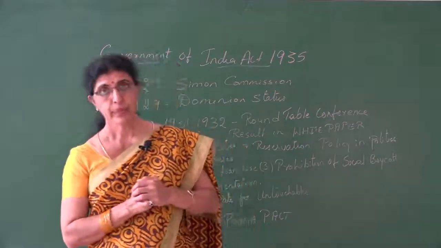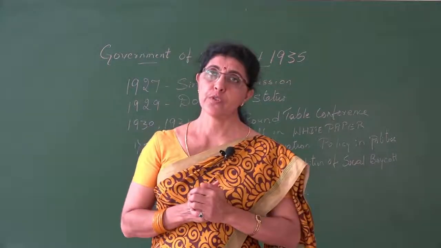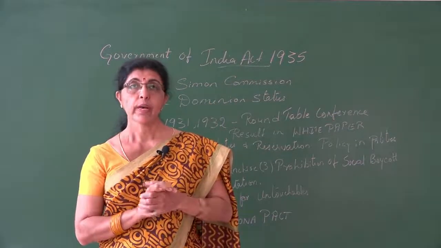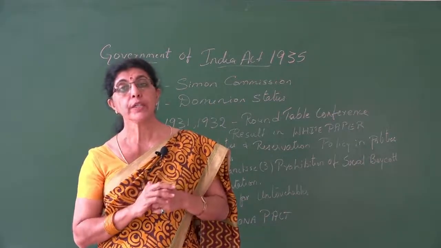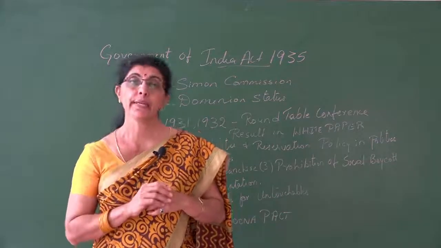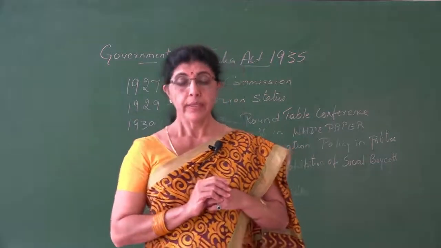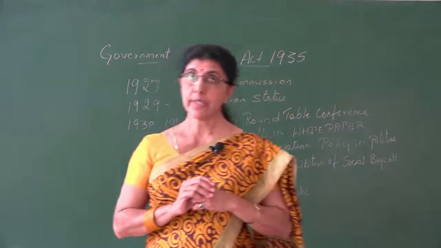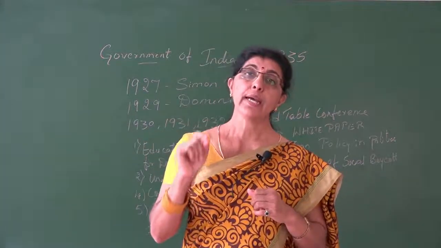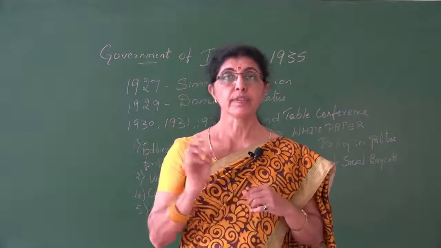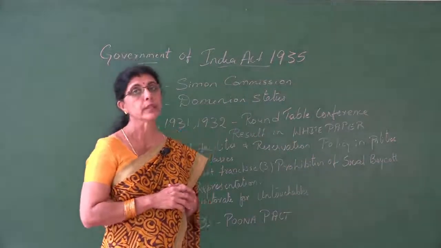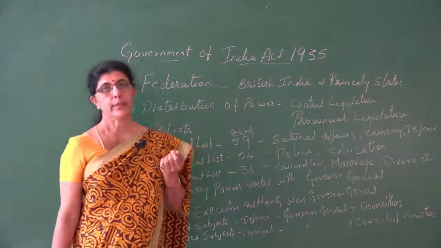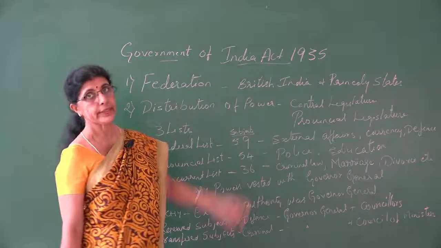After this, another white paper was made, and in this white paper, the recommendations were given, and these recommendations were sent to the Joint Select Committee. The Joint Select Committee had to examine it, and it had members of the British Parliament. Immediately, they recommended the Govt of India Act 1935, consisting of 321 articles and 10 schedules. Now we'll see what the exact recommendations of the Govt of India Act 1935 are.